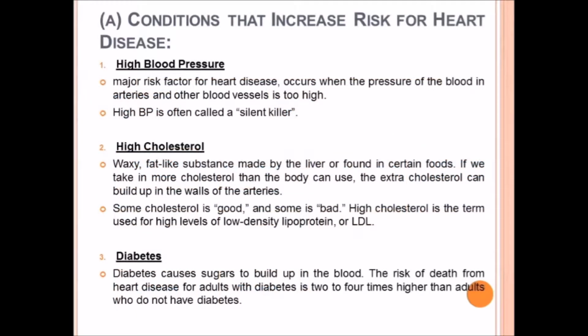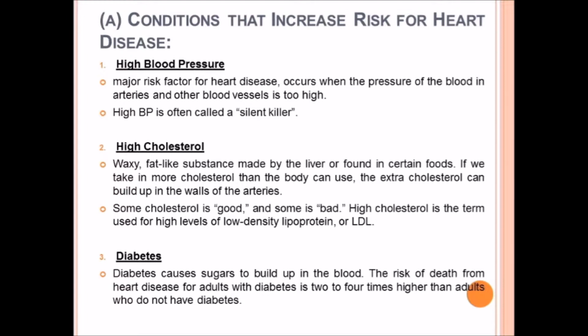It is a medical condition that occurs when the pressure of the blood in your arteries and other blood vessels is too high. The high pressure, if not controlled, can affect your heart and other major organs of your body, including your kidneys and brain. High blood pressure is often called a silent killer because many people do not notice symptoms to signal high blood pressure.